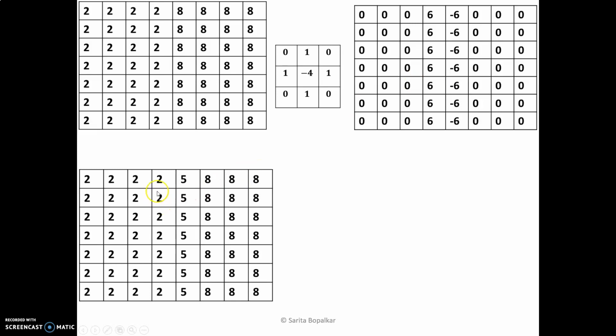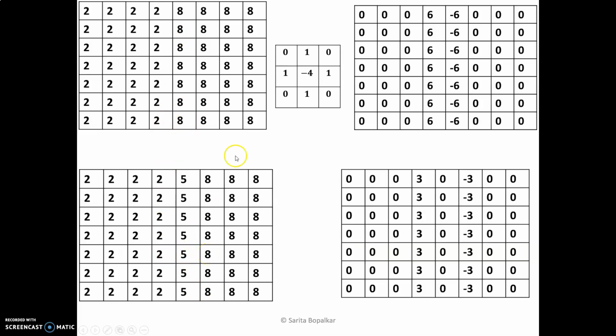Now let us take another image. This is a constant region, and this is the edge. If you observe this, the transition is smooth. It gradually increases the intensity 2, 5, 8. Here, direct 2 to 8 was a step transition. It is a ramp-like structure. Again we will convolve our image with this Laplacian operator, and this is the result.